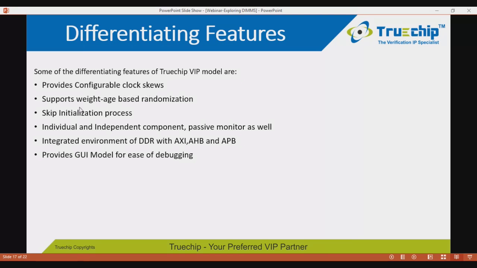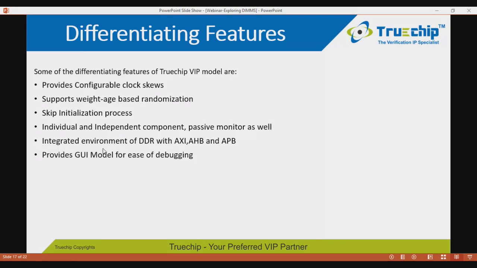It also provides weightage-based randomization on the address signals. There is an option to skip the initialization process in order to save time. All the individual components of the VIP are independent. One can use the passive monitor and scoreboard as well if all the other components are the user's own.